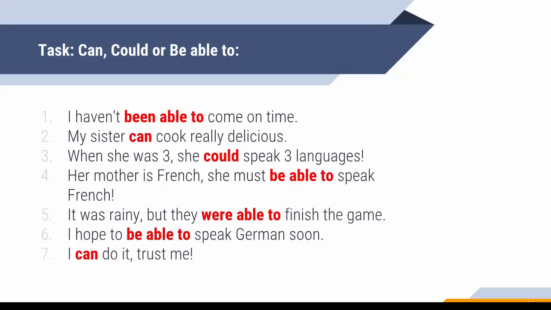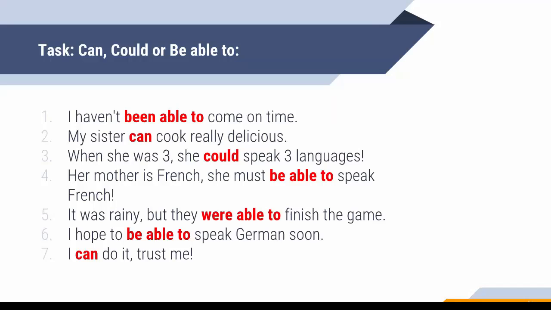When she was 3, she could speak 3 languages. General ability in the past. Again, you can say she was able to speak 3 languages. General ability in the past. Her mother is French. She must be able to speak French. Must be able to. Modal verb plus be able to. You can't use another modal verb here.